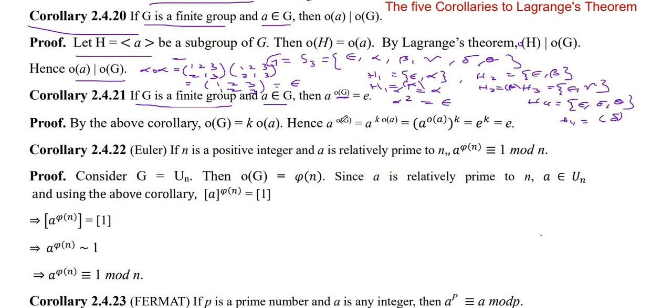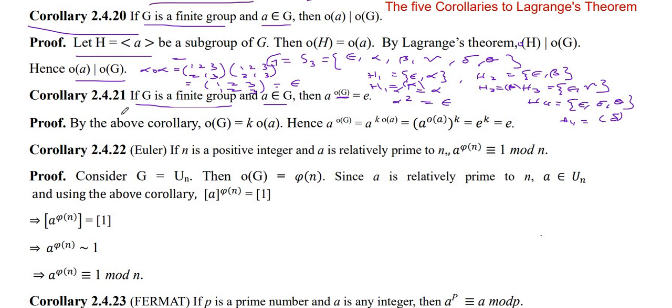Now you consider a raised to order of g. Replace this order of g by this. So you have a raised to order of a raised to k. But a raised to order of that particular element is nothing but the identity element only. That's by the definition of order of an element. So you have that to be e. So a raised to order of g is e.